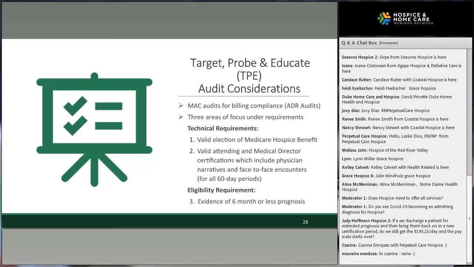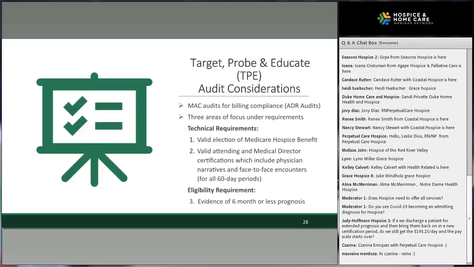When I mentioned TPE, this is Target, Probe, and Educate. This is about auditing. They're targeting, they're probing, and they're educating. They're kind of looking under the sheets and saying, where do we have problems? Two areas of focus under these requirements in hospice are the technical and the eligibility requirements. In technical requirements, it's just a valid election of the Medicare hospice benefit.